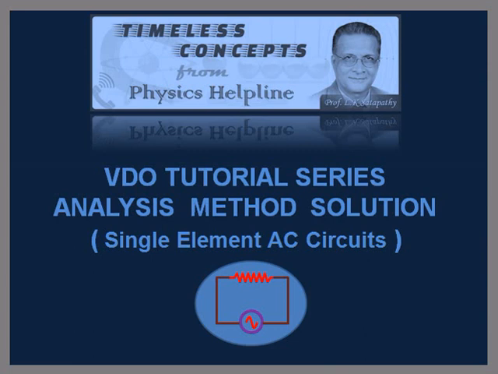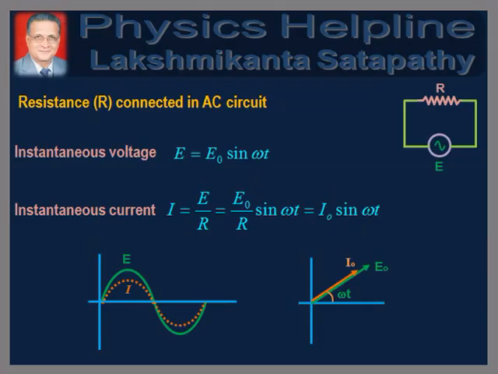physics. In this video tutorial, we will discuss the second part of the theory of alternating current, in which we will understand the behavior of a single circuit element like a resistance, a capacitance, or an inductance when connected in an AC circuit. First, let us understand the behavior of a resistance connected to an AC source.